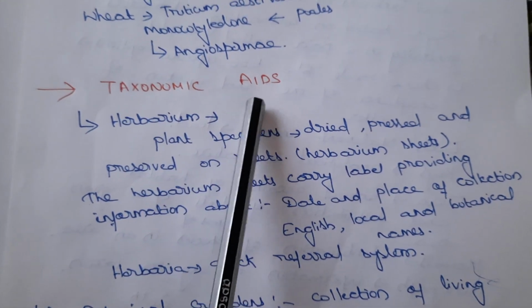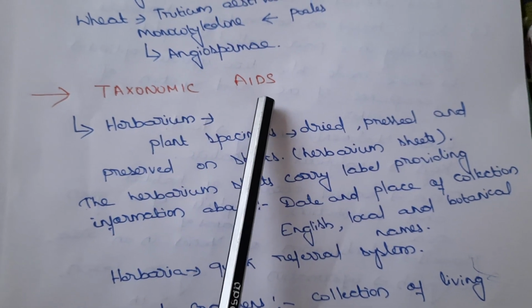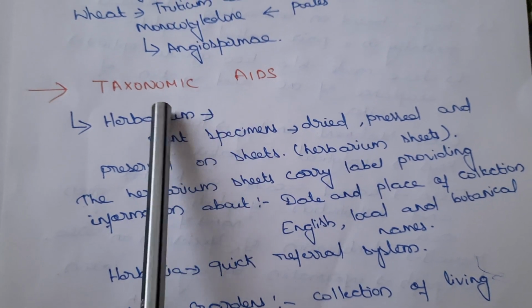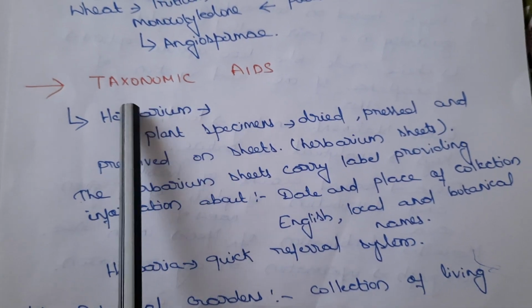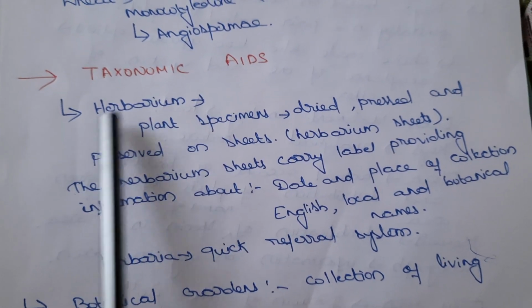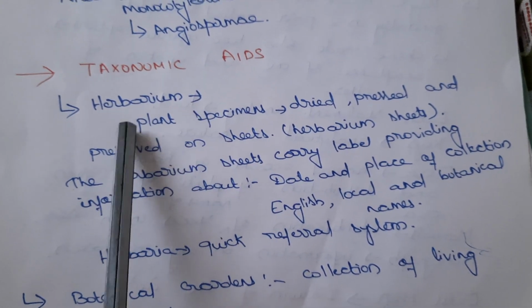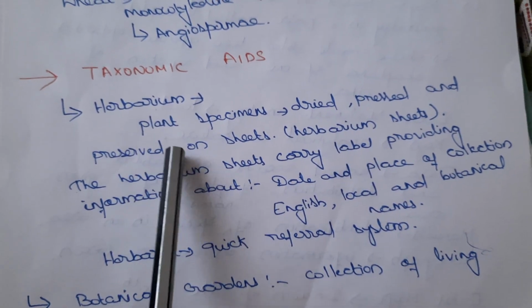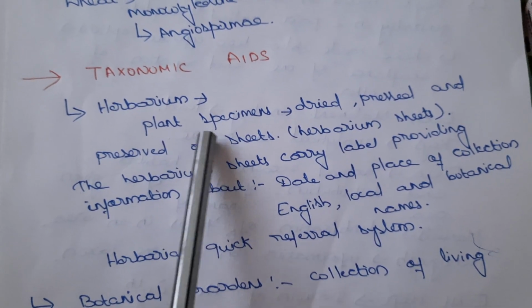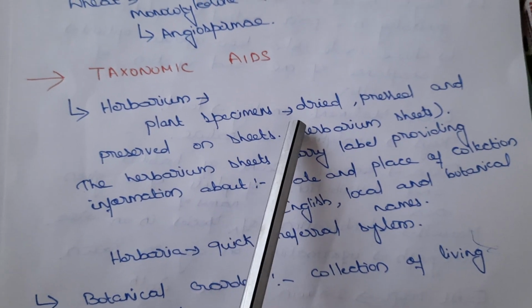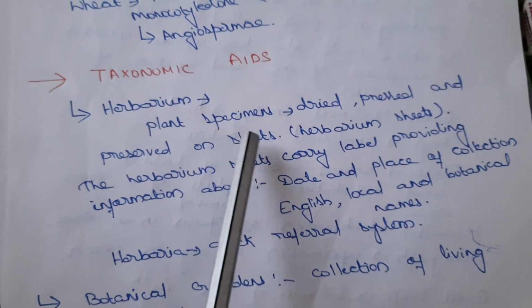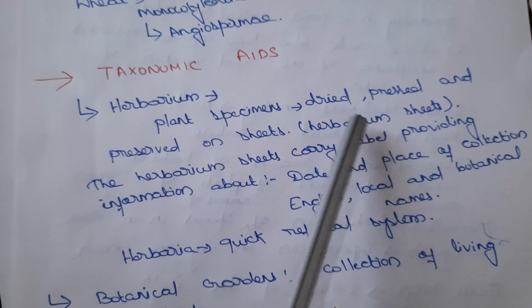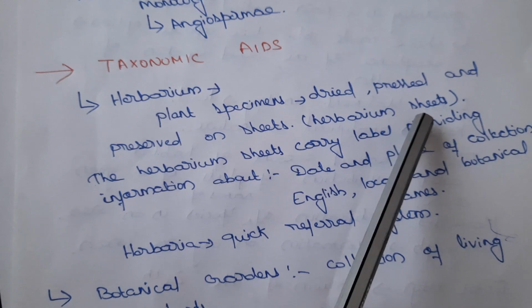Now what are the taxonomic aids? That means this includes the preservation of plants and animals for the purpose of further research and study. So we have certain taxonomic aids. The first one is herbarium. So it includes plant specimens which are dried, pressed and preserved on sheets. So here we will use plant specimens that will be dried, pressed and preserved on sheets. So for this we will be using herbarium sheets. The sheets on which we preserve the plant specimen are known as herbarium sheets.